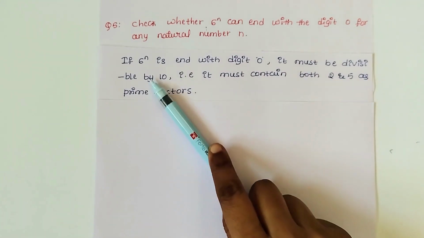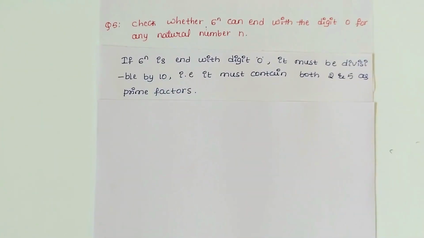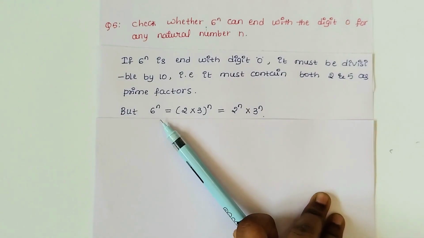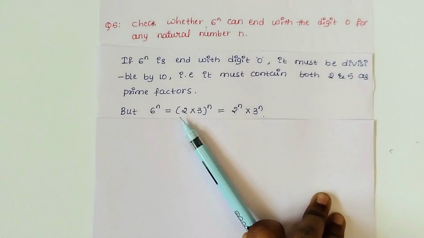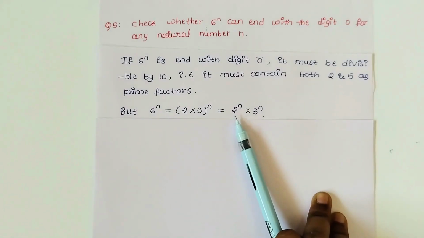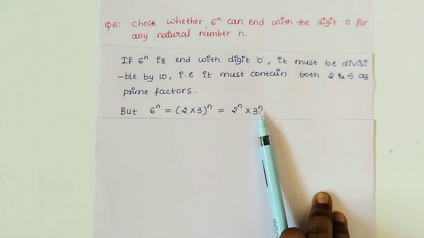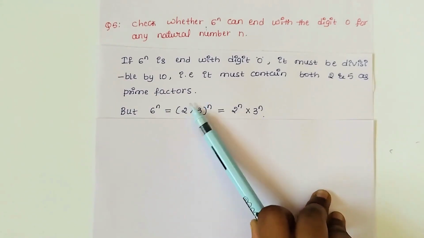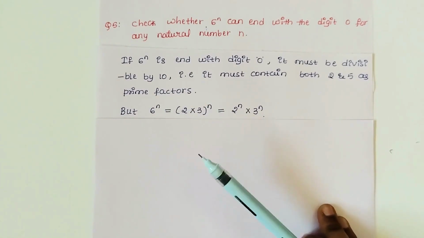But what are the prime factors of 6? They are 2 and 3. Here I am writing 6 to the power n as (2 into 3) whole to the power n, and that is 2 to the power n into 3 to the power n. See, in these prime factors, we don't have 5 as a factor, isn't it?